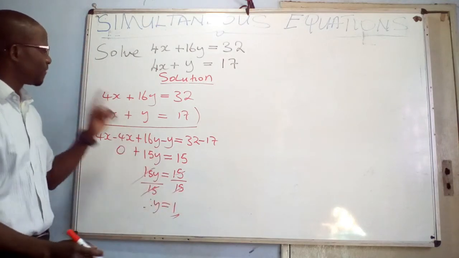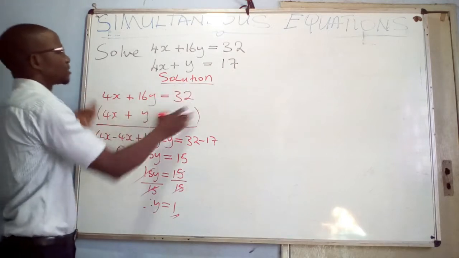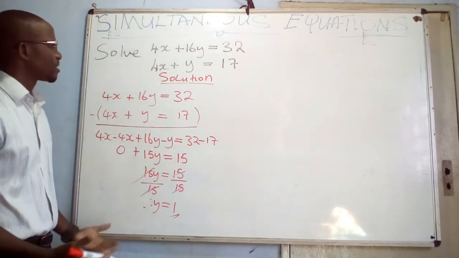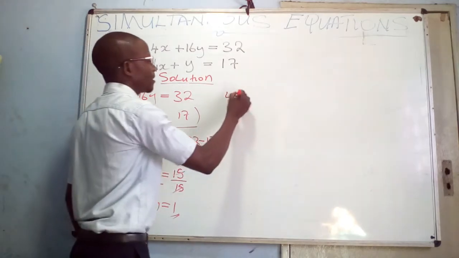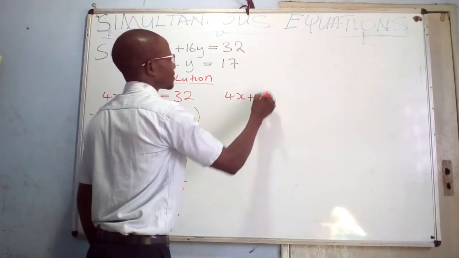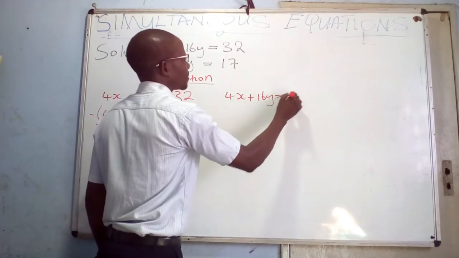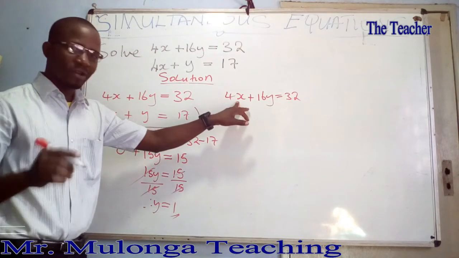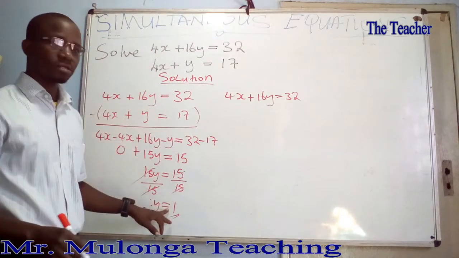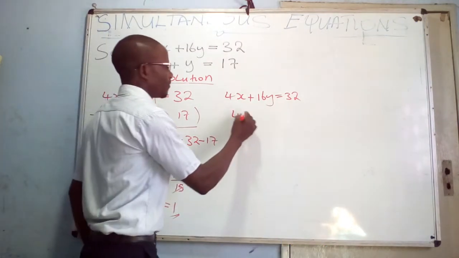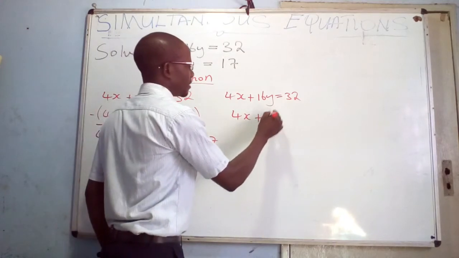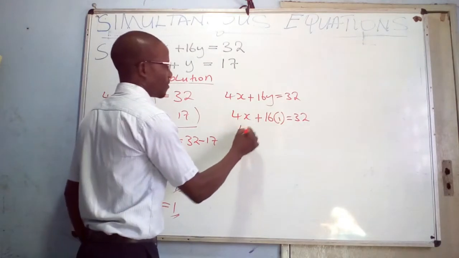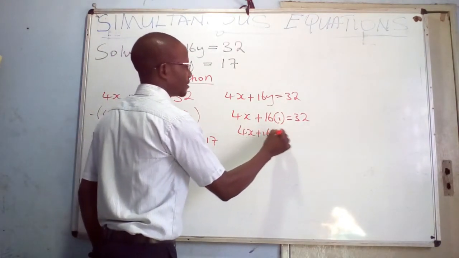Now you are looking for the value of x. So you choose to pick any of these equations. What if we pick equation 1? We say 4x plus 16y equals 32. We know that x is not known at this point, but y is equal to 1. So we have 4x plus 16 times 1 is equal to 32. 4x plus 16 is equal to 32.